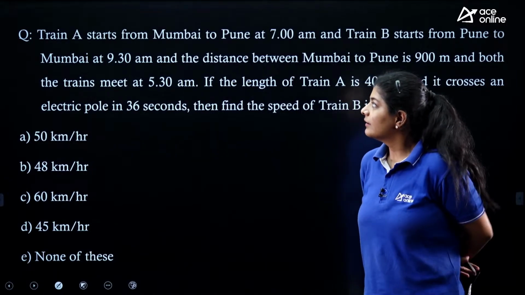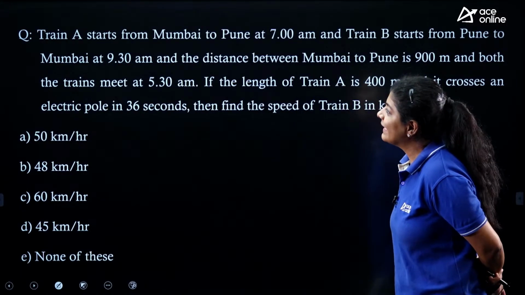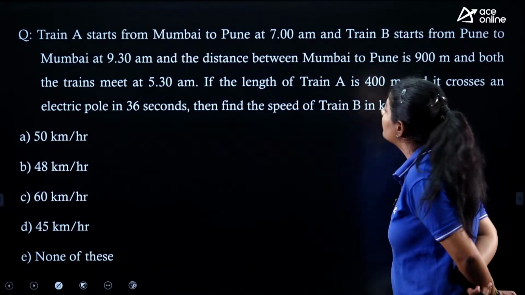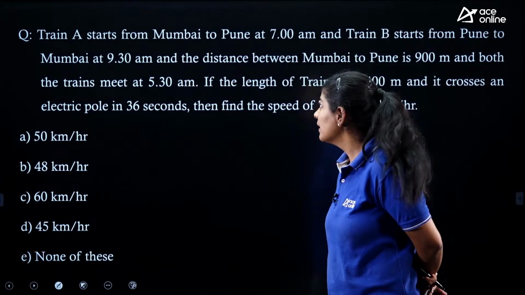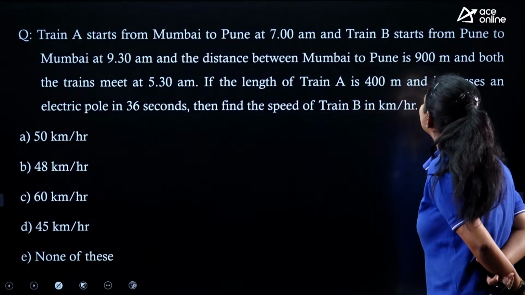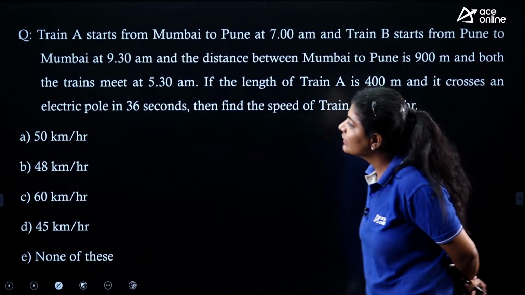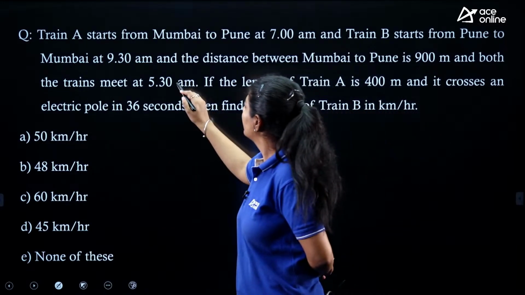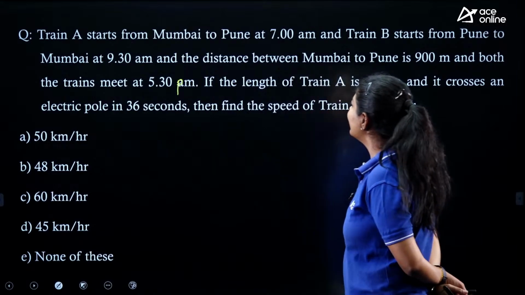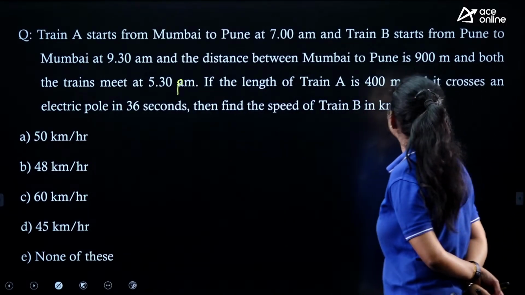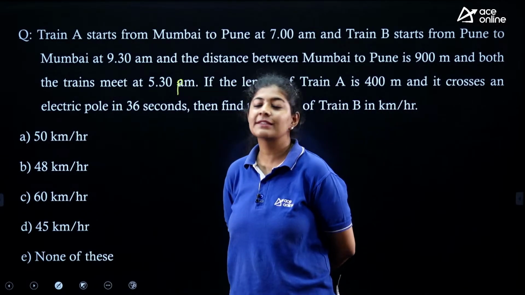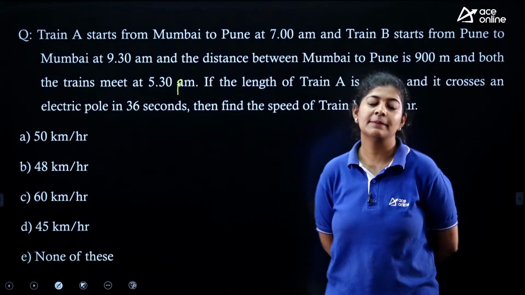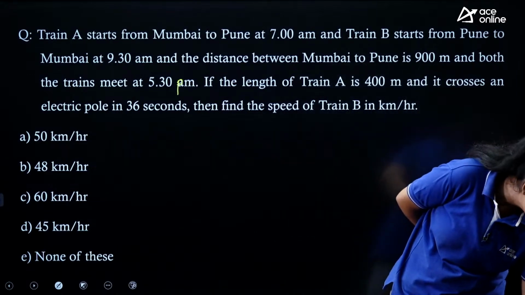Next. The next question says that train A starts from Mumbai to Pune at 7 AM and train B starts from Pune to Mumbai at 9:30 AM. The distance between Mumbai and Pune is 900 meters and both trains meet at 5:30 PM. If the length of train A is 400 meters and it crosses an electric pole in 36 seconds, then find the speed of train B in kilometers per hour. Again, this one is also a very easy one.